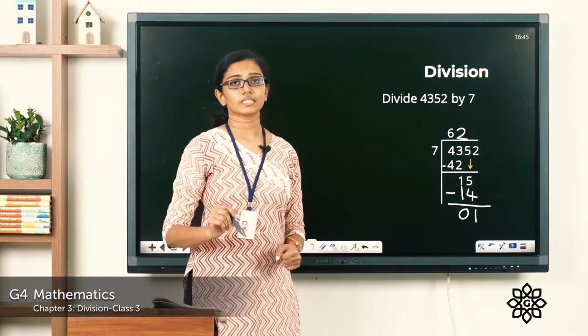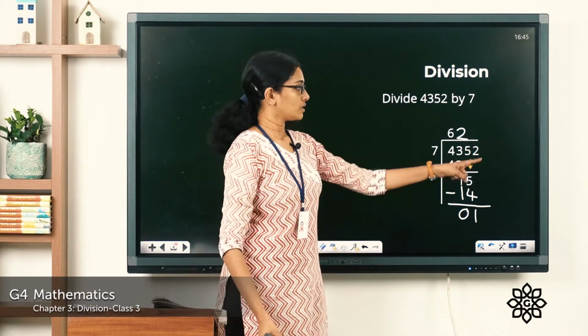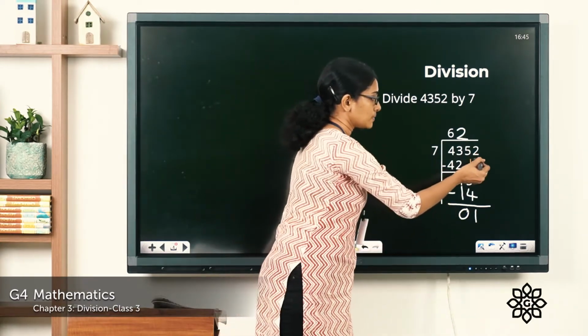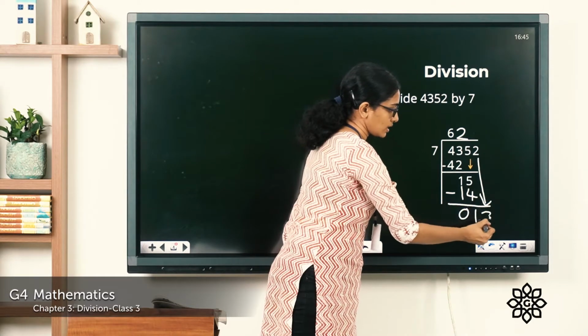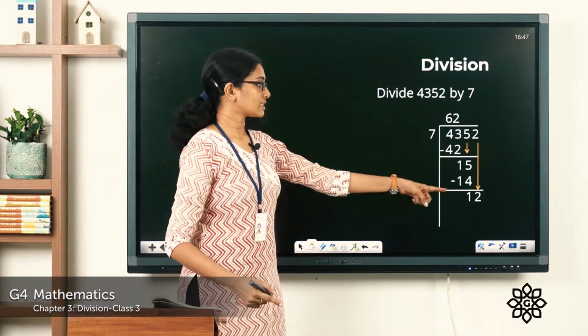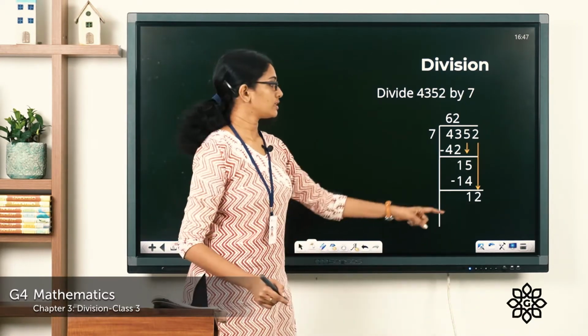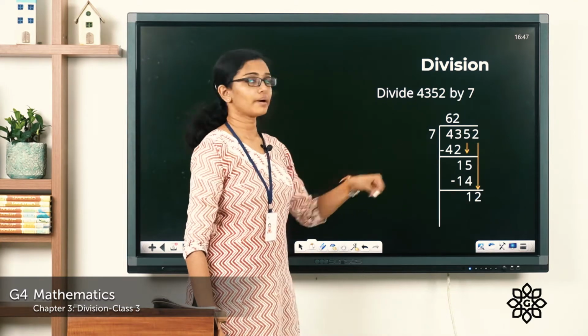Now we have one more digit to bring down. Which is it? The digit in the ones place of the dividend. The digit 2. So let's bring this 2 down here. So here it becomes 12. So we have brought down the next digit. So right now we have 12. So now we have to divide this 12 by this 7.